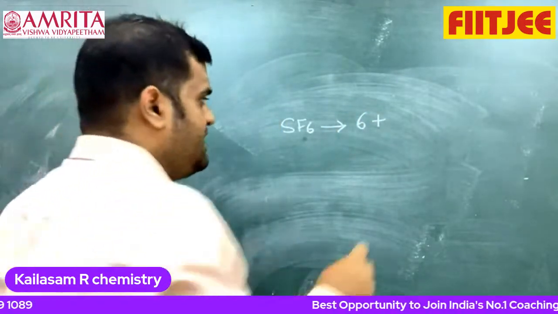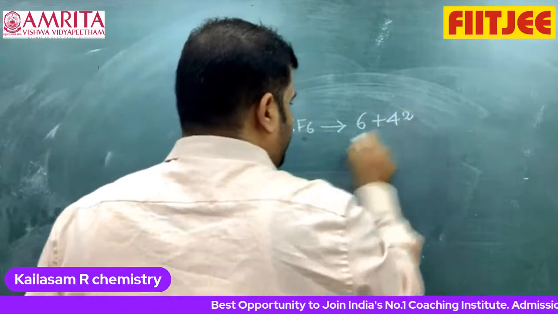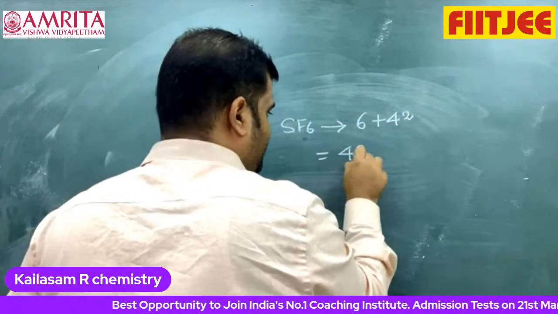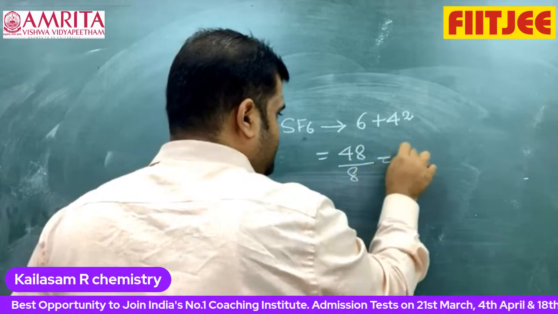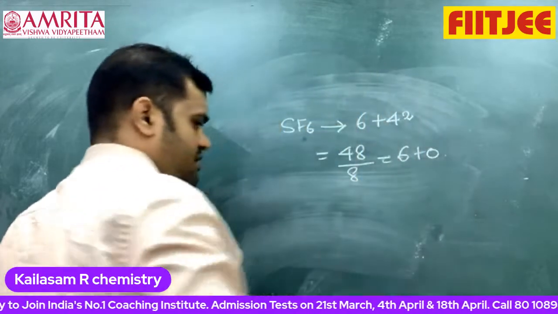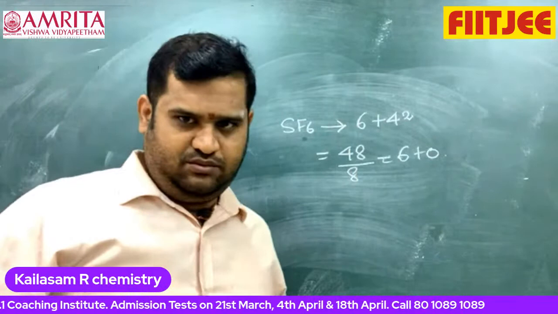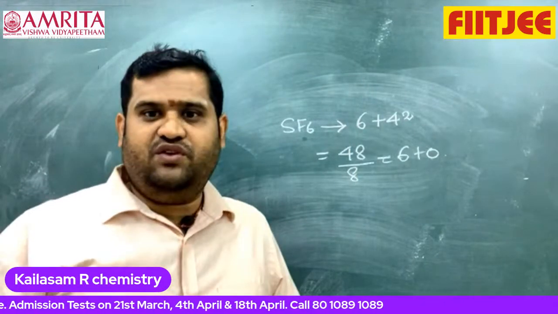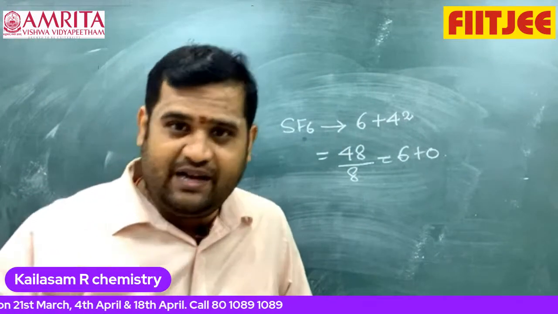6 into 7 is 42. We can say 48. 48 by 8, I can say 6 plus 0. If it is 6 plus 0, what can we say? It's octahedral.